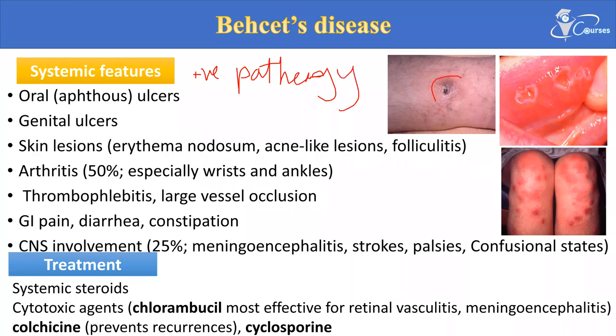It is when we puncture the skin with a 20 to 70 gauge sterile needle, and this will result in formation of a pustule within 48 hours. So again, puncture of the skin by a sterile hypodermic needle will result in pustule formation within 48 hours. This is called the positive pathergy test. The treatment of Behçet's disease is by systemic steroids and cytotoxic agents such as chlorambucil, which is most effective for retinal vasculitis and meningoencephalitis. Colchicine will prevent the recurrence, and cyclosporin is for controlling the acute attacks.